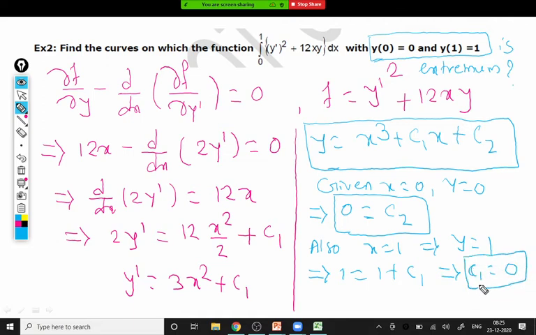So we got the particular curve. Therefore, y equals x^3 only. Remember, the constants went away because of those particular points, and we got a particular curve. y equals x^3 is the curve for which this integral value is an extremum, that is a minimum or a maximum. And that is the end of the solution. If you have any doubt, you can ask.